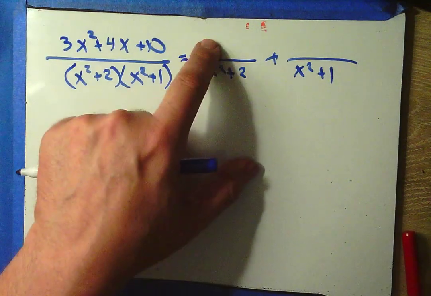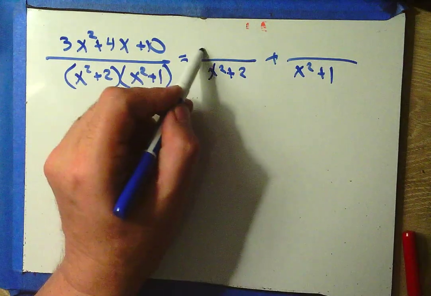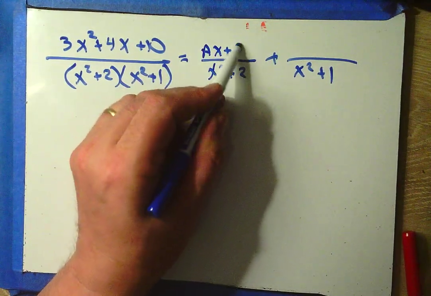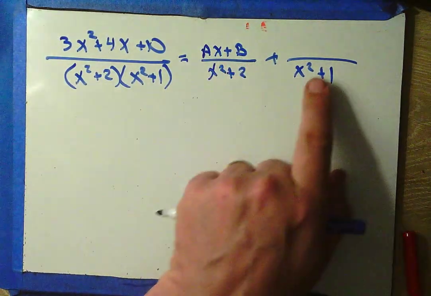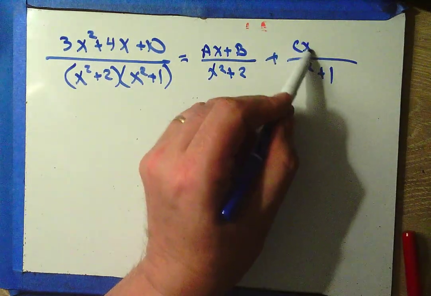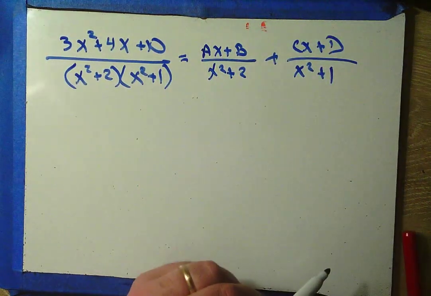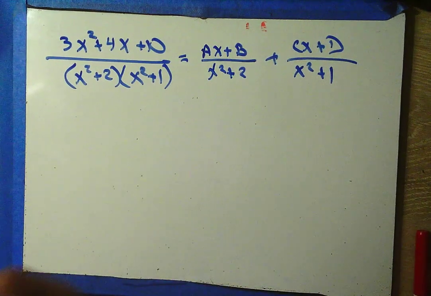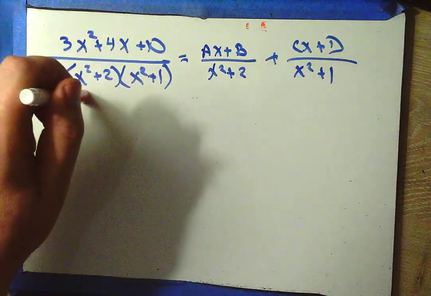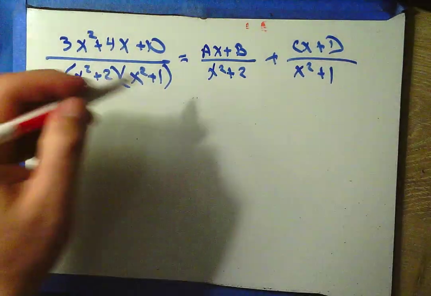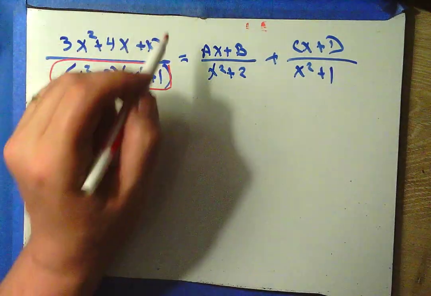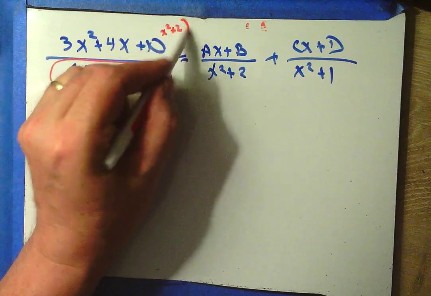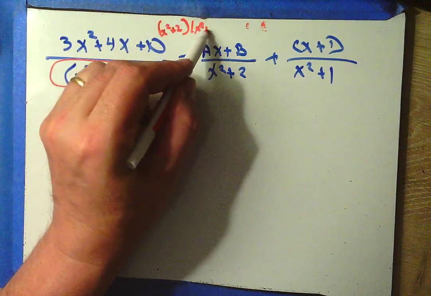I need something that's 1 degree less up top. So ax plus b, and I've already used those letters, so over here I have to have cx plus d. We multiply everywhere by the least common denominator, and again, the least common denominator is not this times this times this times this. This is the least common denominator. X squared plus 2 times x squared plus 1.